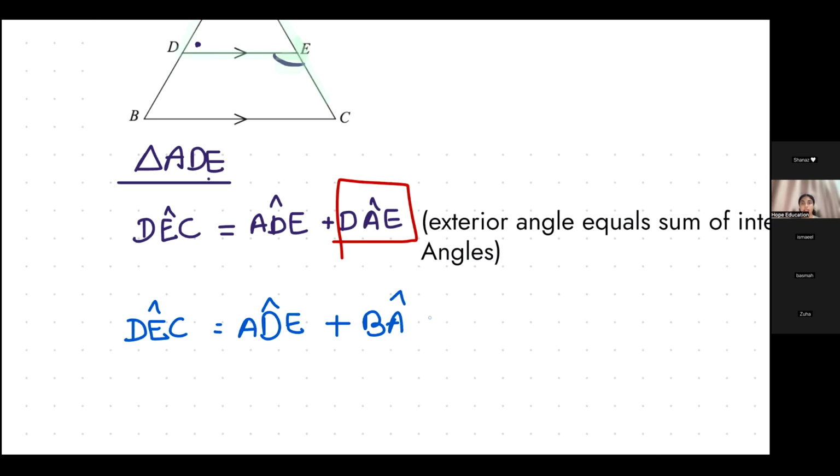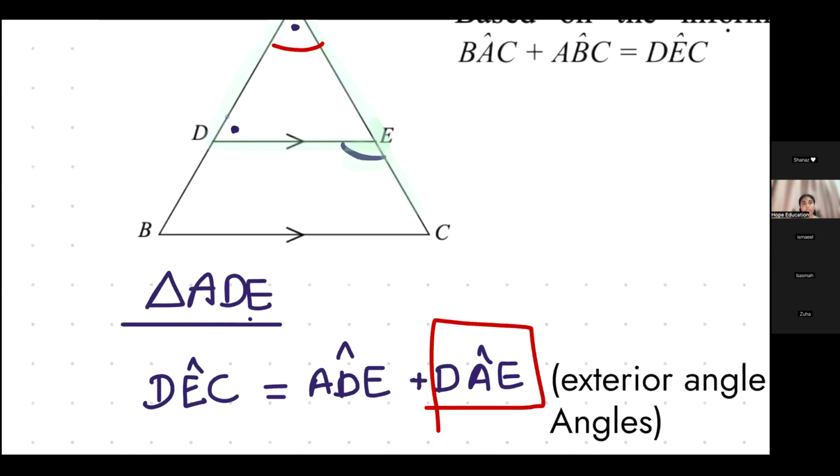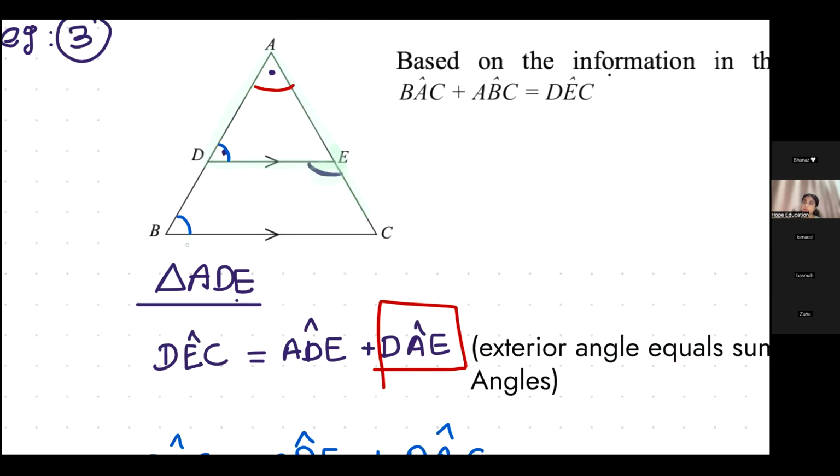Now we are almost close. We have DEC, DEC, BAC, BAC. But here we have ADE and they're asking us to show that it's ABC. So if we have a way to equate ADE and ABC, we are good. Okay, let's see ABC and ADE. ADE is this. ABC is this. Do you think they're equal, Amay? Yes. Corresponding angles. Yes, correct. ADE and ABC are equal because they are corresponding angles between parallel lines.